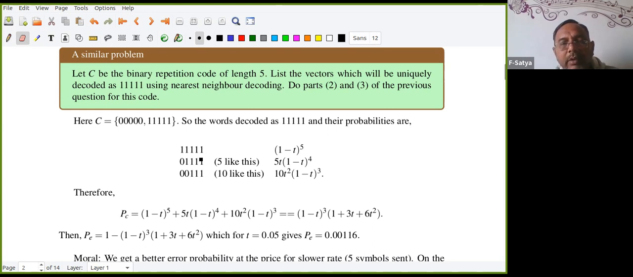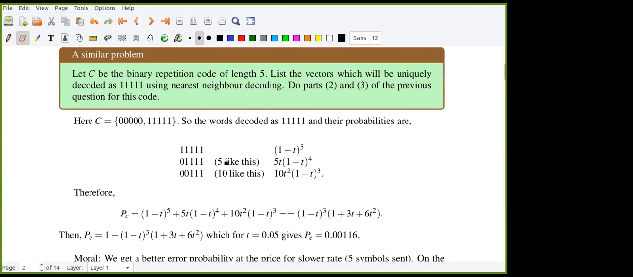Which ones are decoded to 11111 when received? What is the probability? I'm putting everything in one place. (1 minus t) power 5, so 0 1 1 1 1, 5 like this. Do you know why 5 like this? One of you comment.